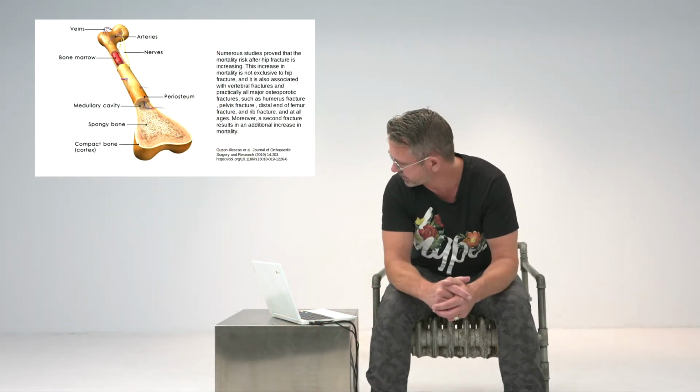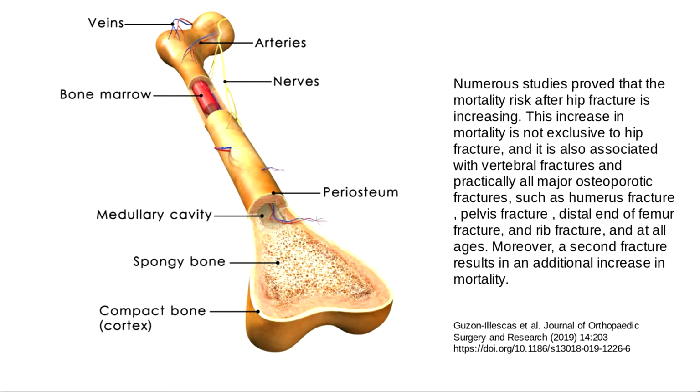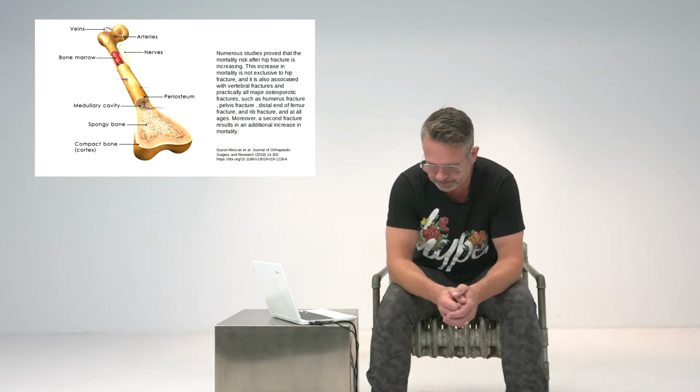And so let's pull that back up. And so what we want to just read for you: numerous studies prove that mortality risk after hip fracture is increasing. This increase in mortality is not exclusive to hip fractures. It is also associated with vertebral fractures, in particular all major osteoporotic fractures, such as humerus fractures, pelvic fractures, distal end of femur fractures, and rib fractures, and at all ages. Moreover, a second fracture results in an additional increase in mortality. And that is the Journal of Orthopedic Surgery and Research, 2019. So that's huge. That is absolutely huge. We can pull that down now.